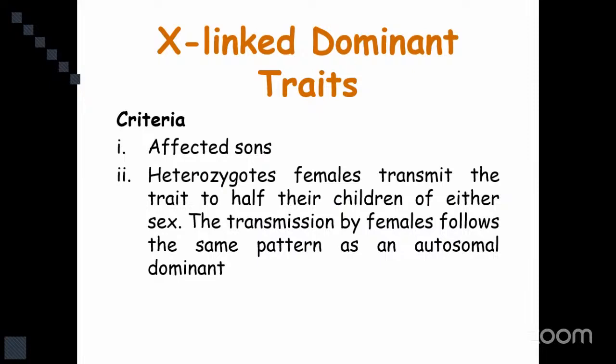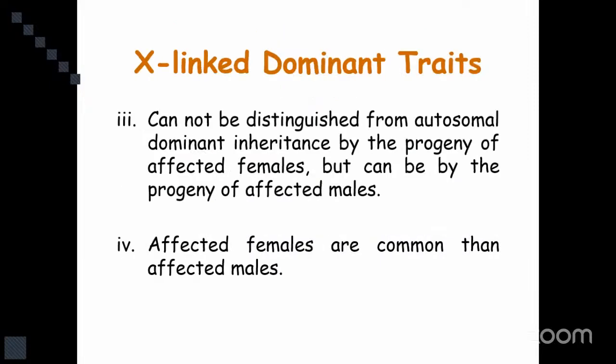Then the transmission by female follows the same pattern as an autosomal dominant trait. It cannot be distinguished from autosomal dominant inheritance by the progeny of the affected females, but can be by the progeny of the affected males. If, for instance, you don't know what kind of situation it is, then you may need to look at the siblings. Do they have children? Are the children affected? How is the transmission in the female sibling? How is the transmission in the male sibling? From there, you'll be able to tell particularly if it is X-linked dominant or autosomal dominant.